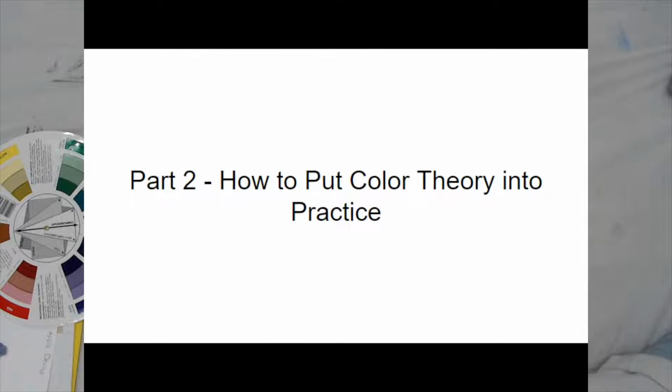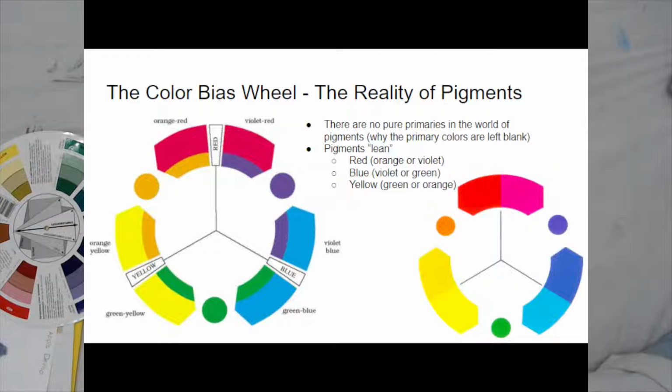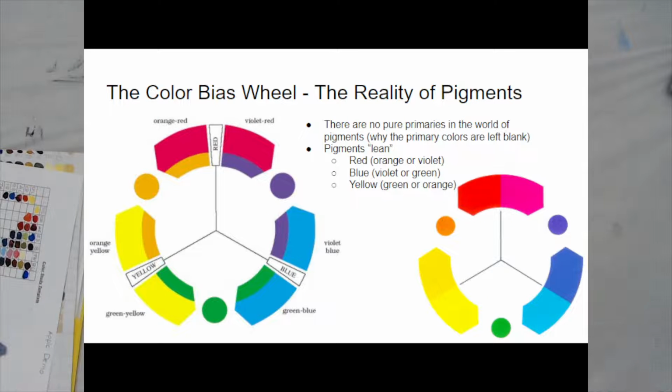So how do we put all this theory into practice? Well, you also have a copy of what's called the Color Bias Wheel. The Color Bias Wheel is authored by an artist named Michael Wilcox, and he wrote a book called Blue and Yellow Don't Make Green. As you can see in this particular color wheel, the red, the yellow, and the blue are whited out, because in reality, when it comes to pigments, there's no such thing as pure primaries. So this color wheel, even though it shows you red, yellow, and blue, represents a perfect world.